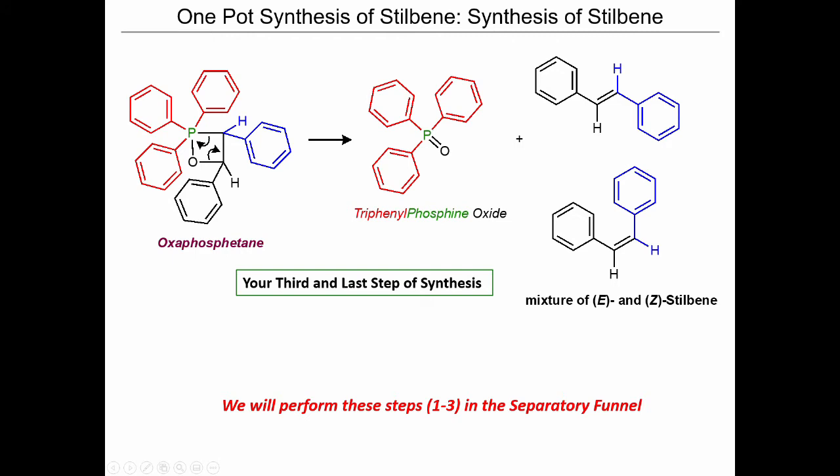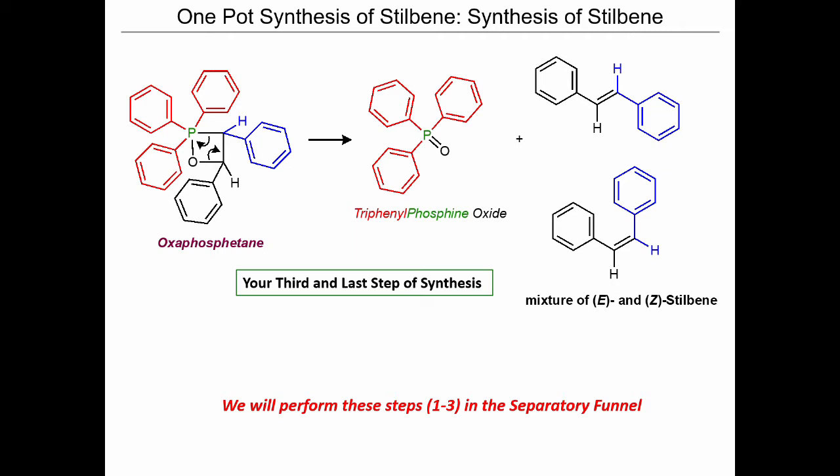So once we have oxaphosphetane, it's going to undergo a rearrangement because remember, four-membered rings are very unstable. So it's going to just break apart where the phosphorus will take the oxygen, and we will get a double bond formation in between the two benzene rings. And so because this step is going to be kind of random, we'll end up having a mixture of the E and the Z stilbene. And so this is the final step of the stilbene synthesis.